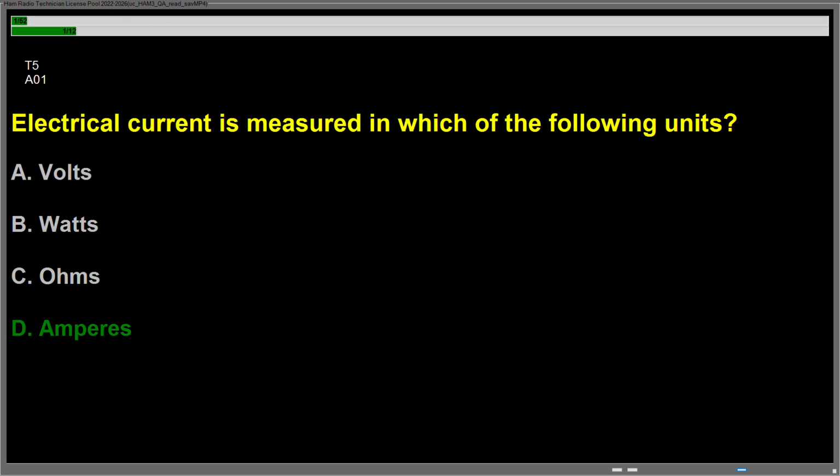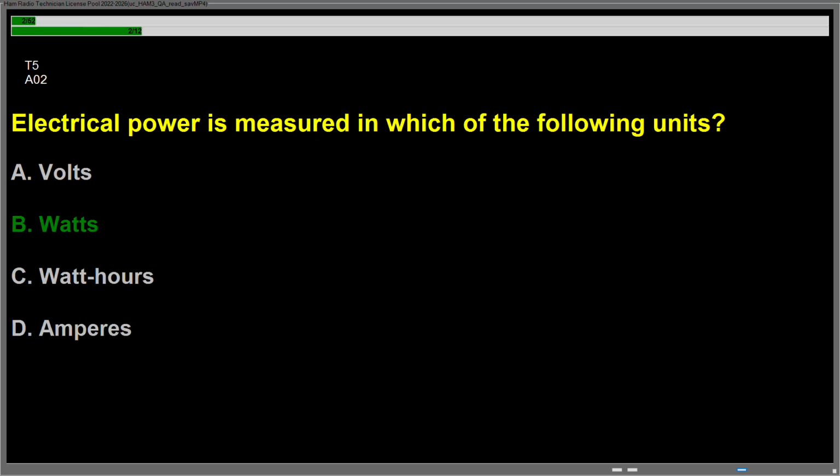Question Alpha 01, electrical current is measured in which of the following units? Answer is D. Amperes. Question Alpha 02, electrical power is measured in which of the following units? Answer is B. Watts.